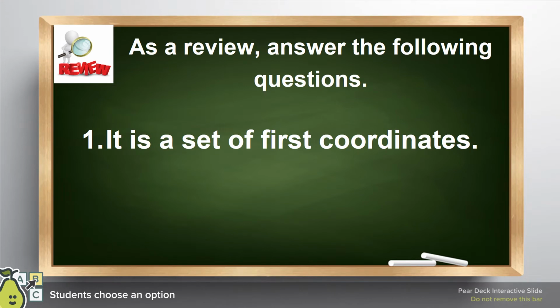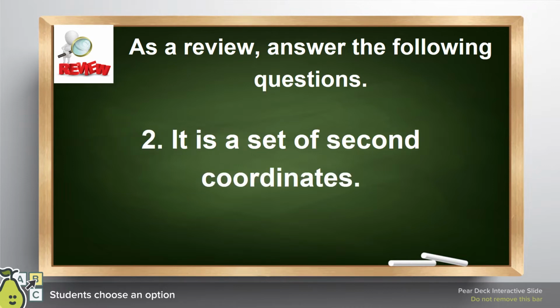As a review, answer the following questions. Number 1, it is a set of first coordinates. Is it domain, abscissa, or a range? For 5 seconds. Number 2, it is a set of second coordinates. Is it domain, abscissa, or range? 5 seconds.